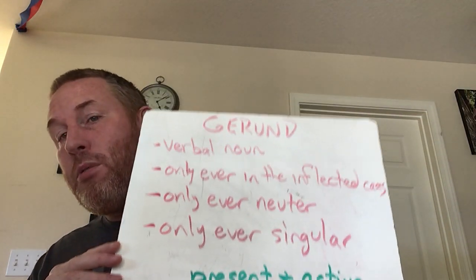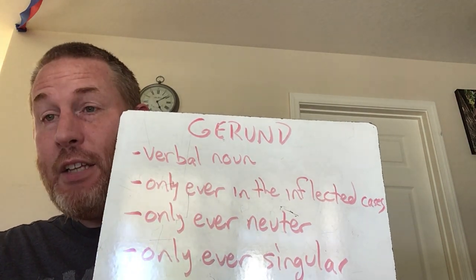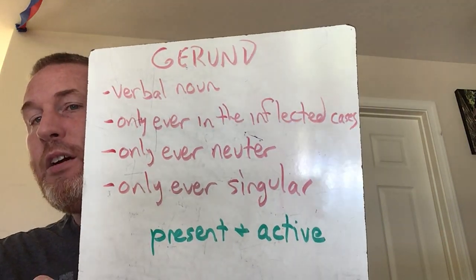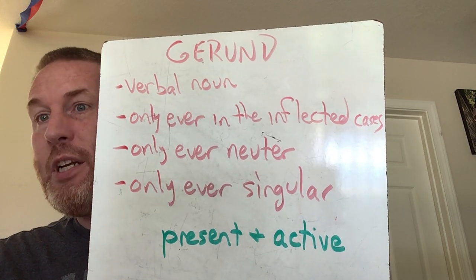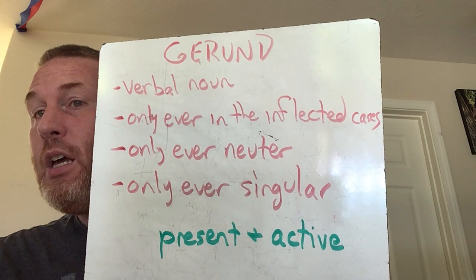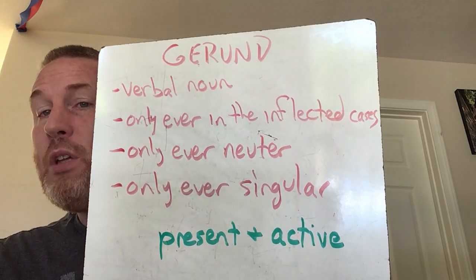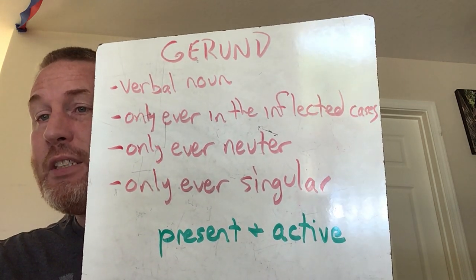So, gerunds and gerundives. Very simply, a gerund is a verbal noun. It only ever exists in the inflected cases. And an inflected case is anything that's not nominative: the genitive, dative, accusative, and ablative. Those are the inflected cases, so it only ever exists there. It only ever exists in the neuter, and it only ever exists in the singular. You translate it as present and active.